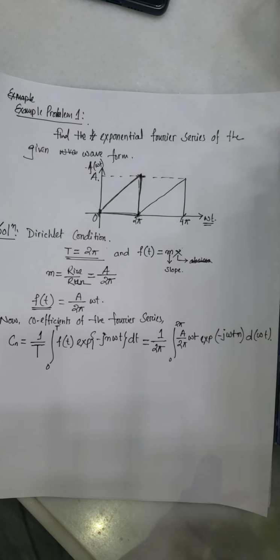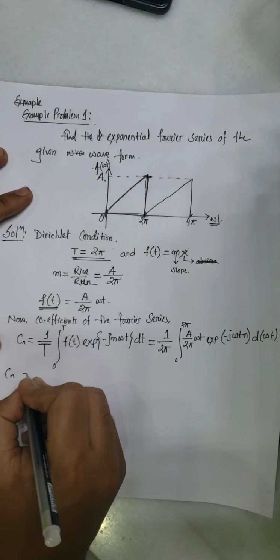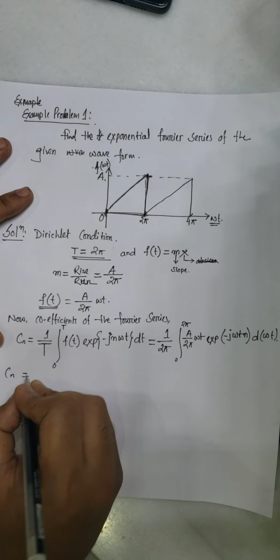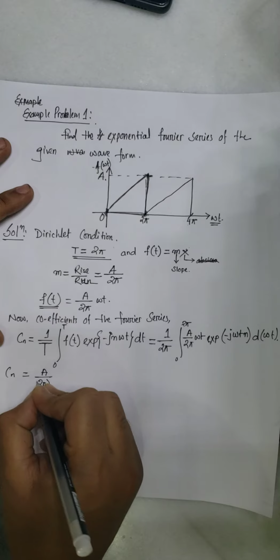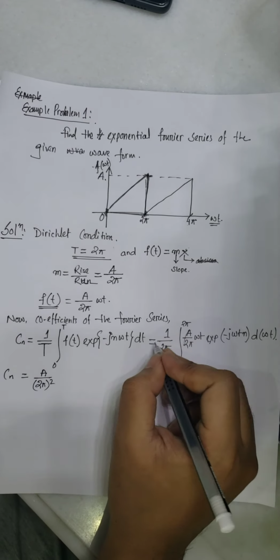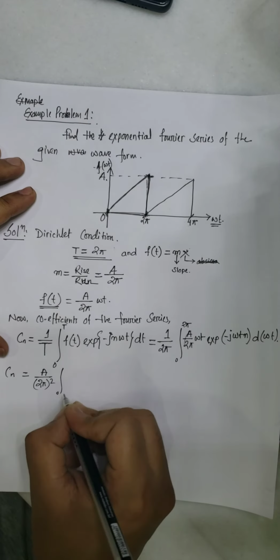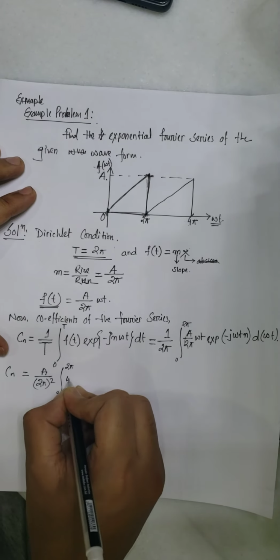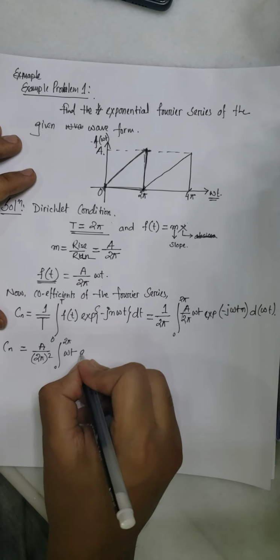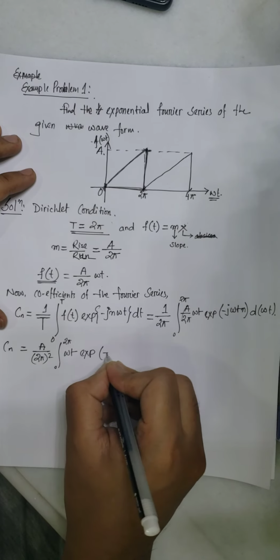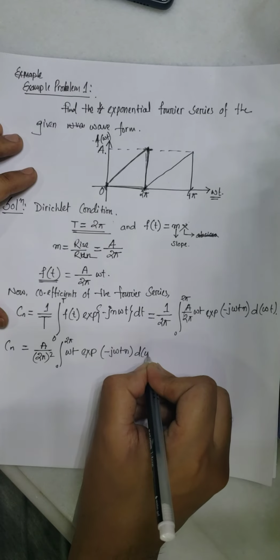Now, this term Cn can be written as A over 2 pi squared, bringing this term out of the integral, the integral from 0 to 2 pi of omega t e to the power minus j omega t n d omega t.